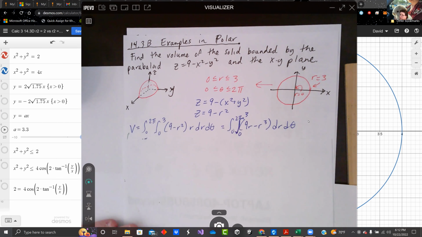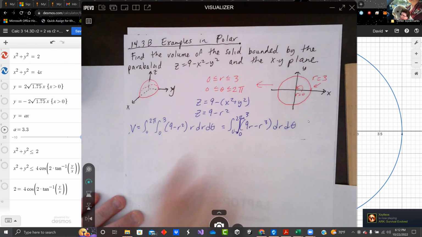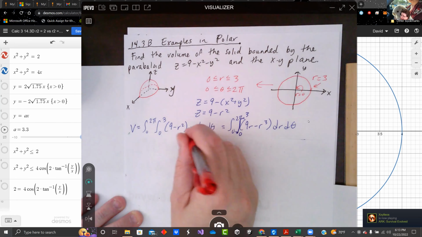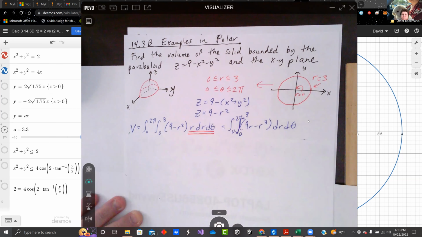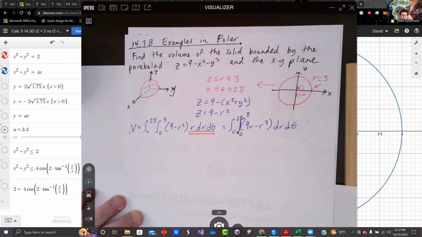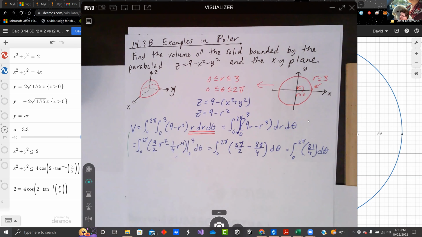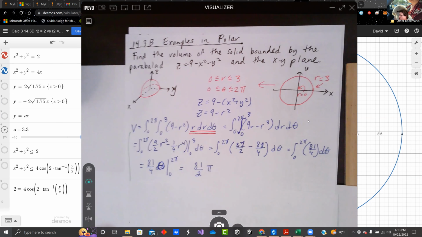So we're going to set up our integral. We already determined the limits of integration were 0 to 3 and 0 to 2 pi. My function is now in terms of radius. And I don't forget r dr d theta. Got to have that r in there. So I multiply the r in, and I've got 9r minus r cubed is the function we're integrating with a dr d theta. We can chug along through it.